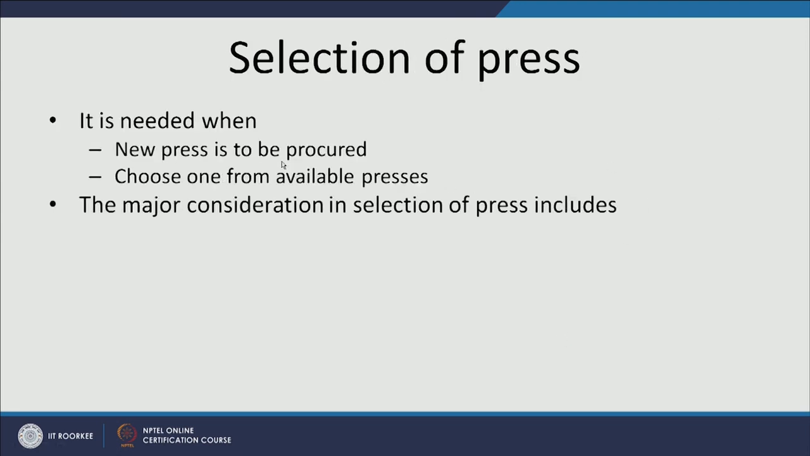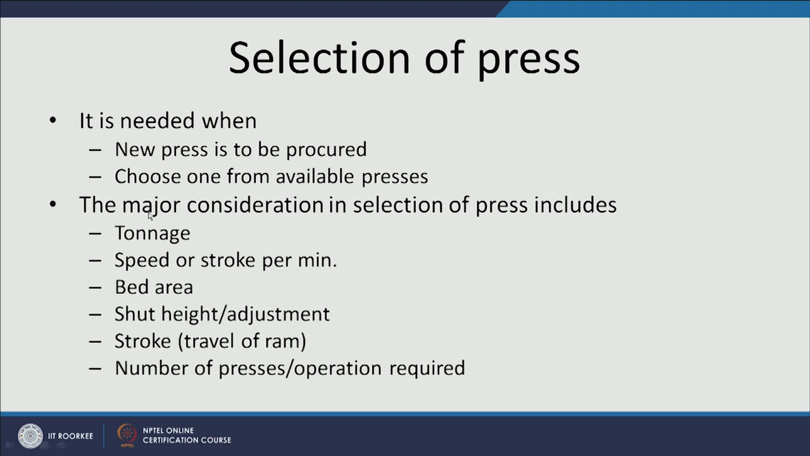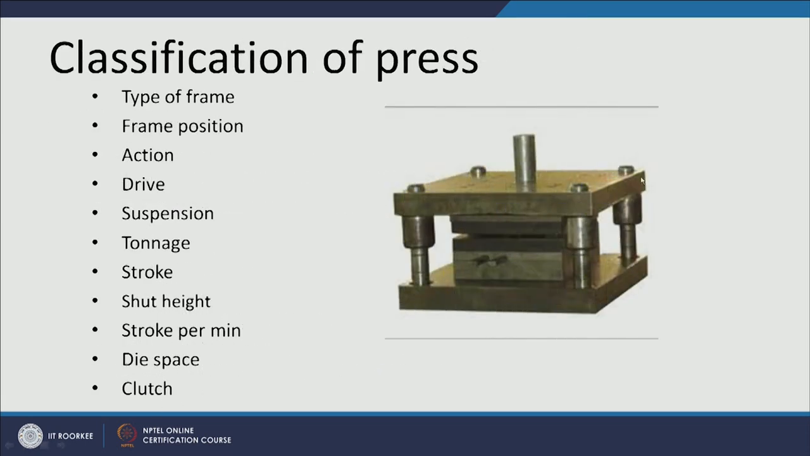When selection is needed for buying a new press or choosing one from the available presses, the factors we need to consider include the tonnage, the speed or number of strokes per minute, the bed area, shut height, the stroke, that is the travel of the ram, and the number of presses required for a given set of operations. These are the different factors. I have already mentioned the type of presses, frame position and action; the drive I have not included. Those things will be covered now.